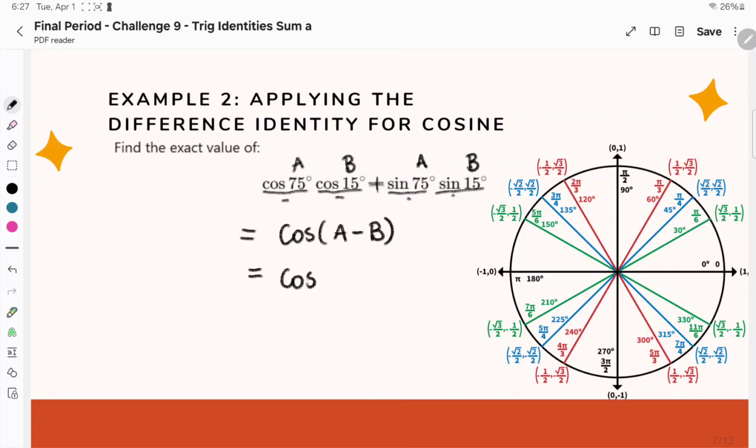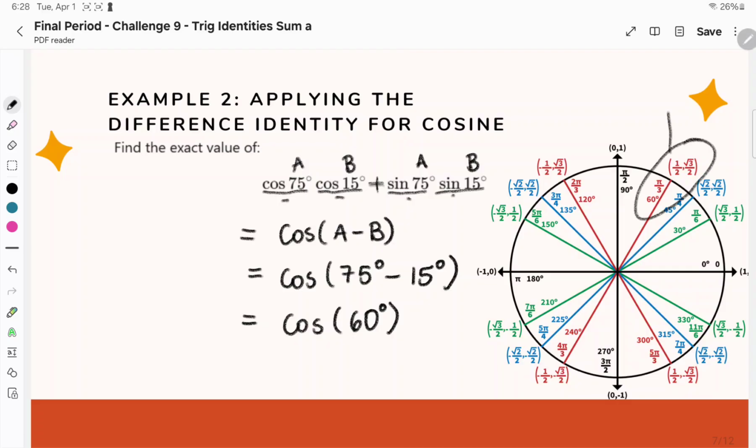And my A is 75 degrees. My B is 15 degrees, so the difference is 60 degrees. And oh wow, surprise, surprise! This is always gonna happen. I'm gonna end up with one of the special angles. If you don't end up with a special angle, then you must be doing something wrong, right? So I'm gonna look at my special angle, 60, and since they're asking me for the cosine, it's always the first coordinate and the sine is always the second one.